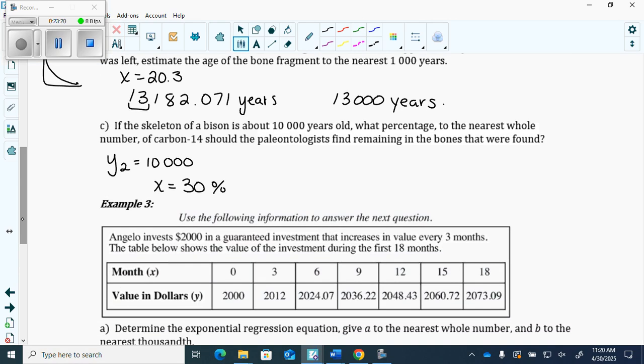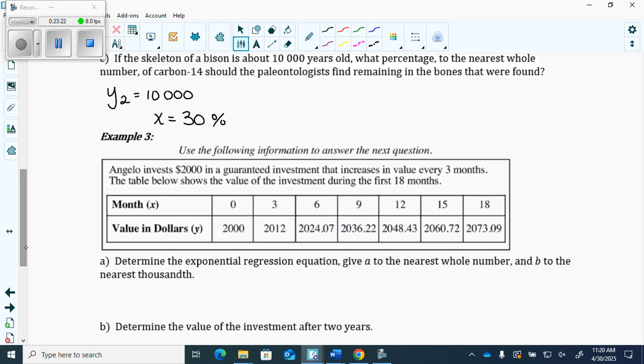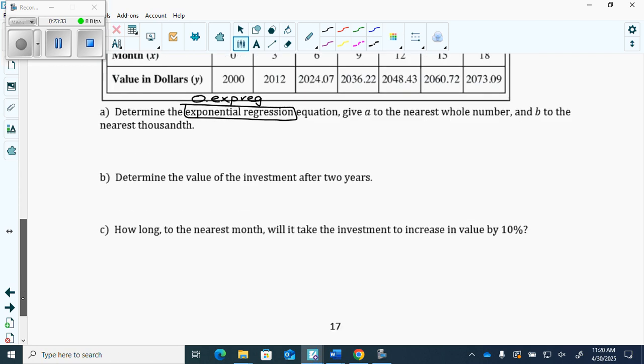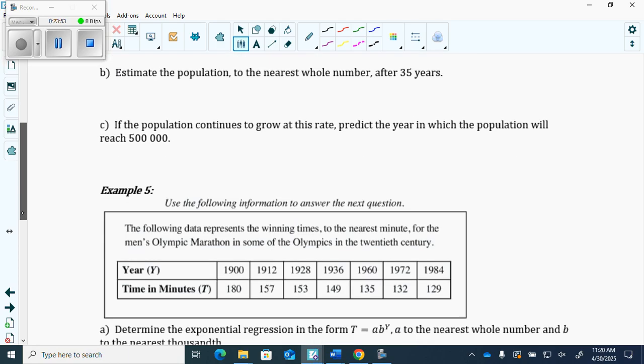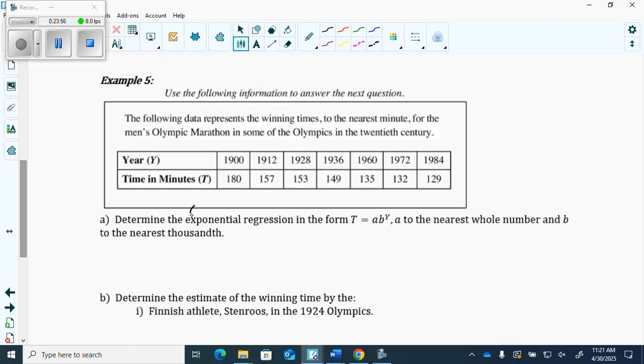Okay, makes sense? Okay, we're going to look at example 3. Example 3 wants an exponential regression. So which number are we picking? 0, which is ExpReg. Number 4 wants an exponential. Typo, but what is it? Exponential. Just oopsie. So we need number 0, ExpReg. Number 5, 0, ExpReg.